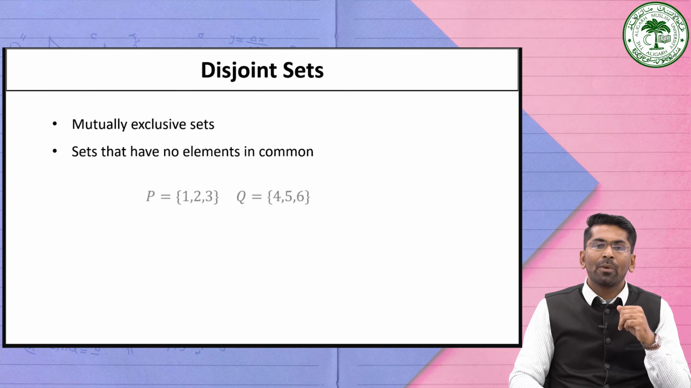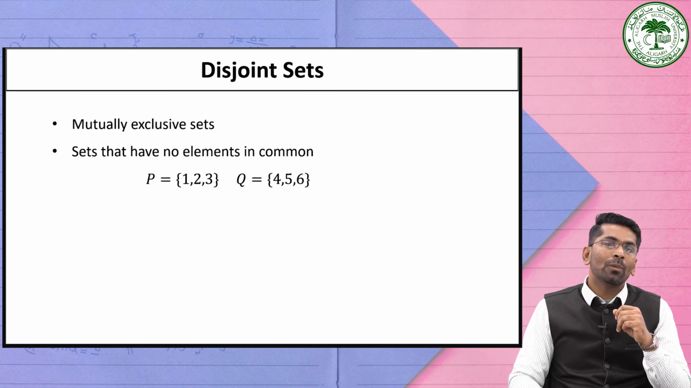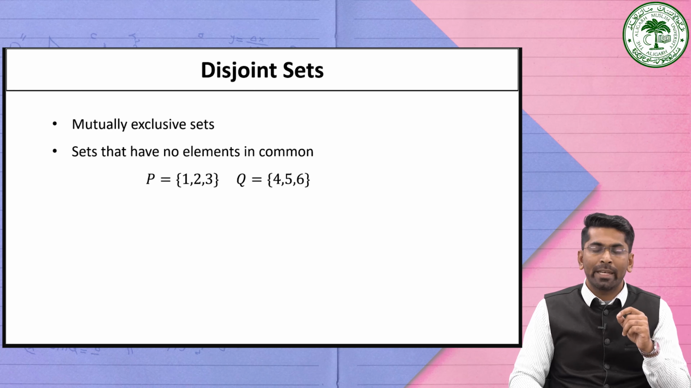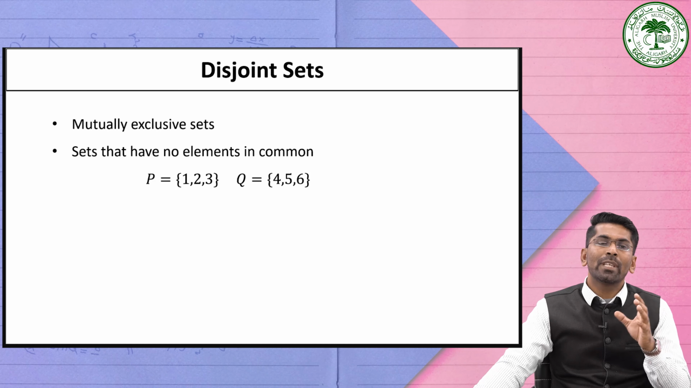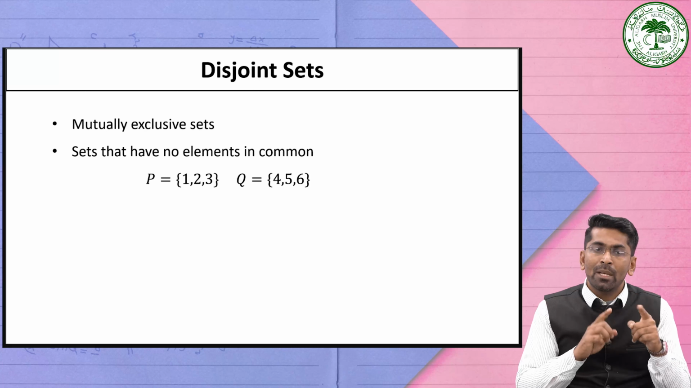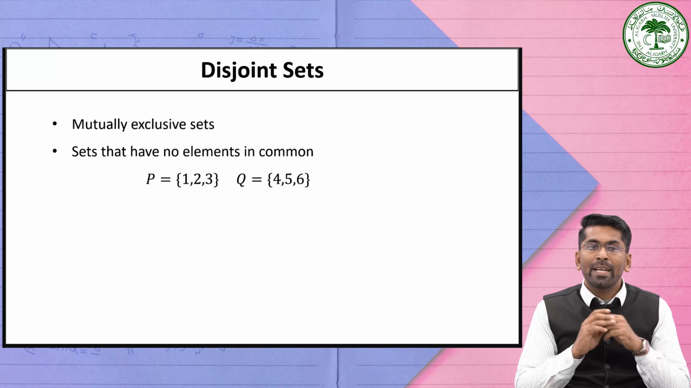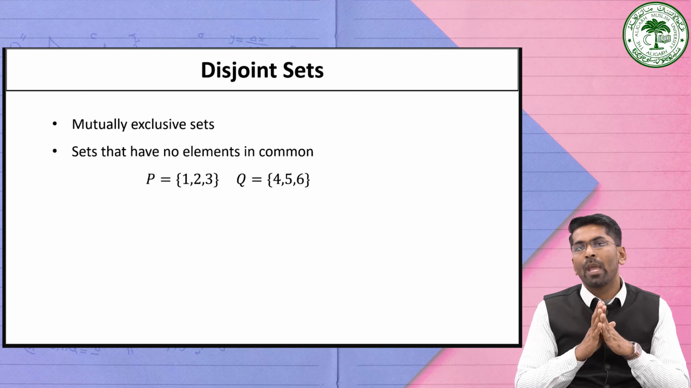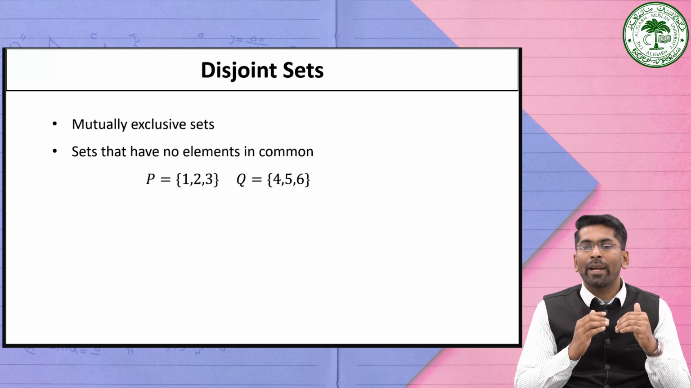For example, set P is equal to {1, 2, 3}, and set Q is equal to {4, 5, 6}. These two sets are disjoint because there are no common elements found in set P and set Q. We can say that these two sets are mutually exclusive, or disjoint sets.